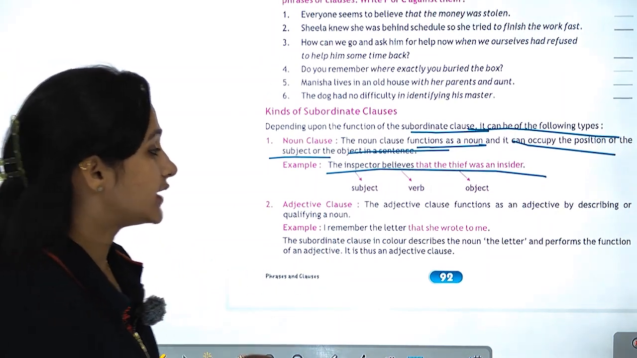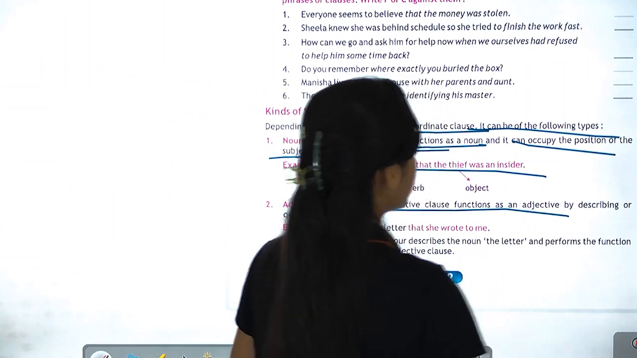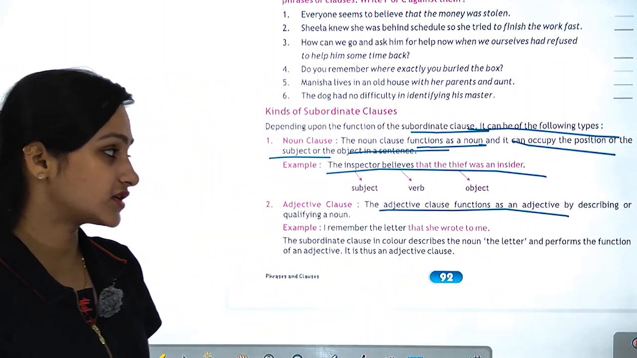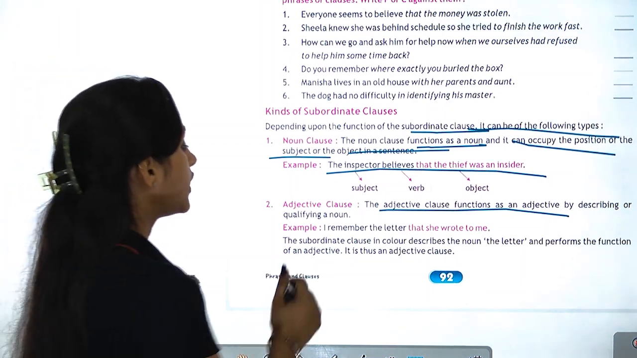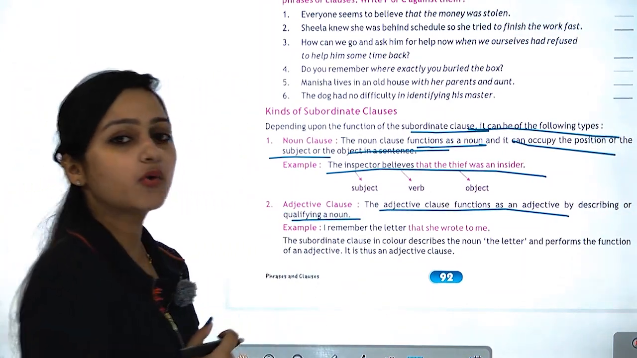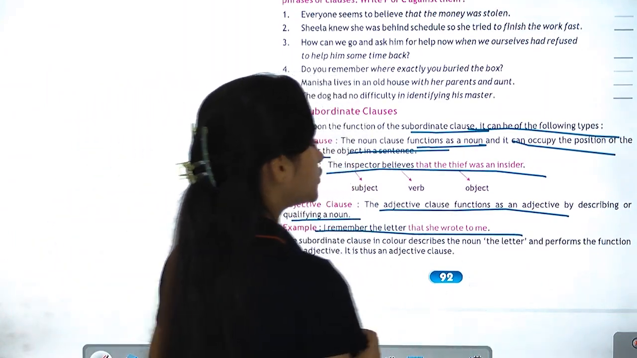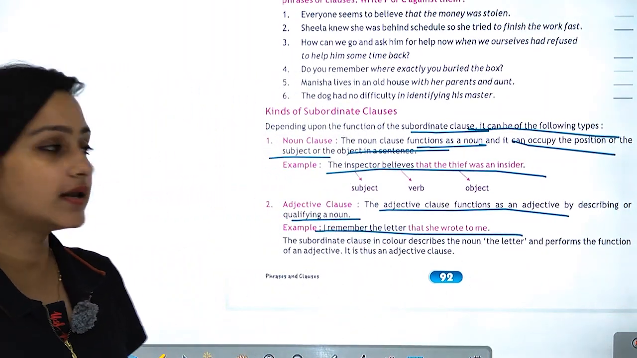Now adjective clause. The adjective clause functions as an adjective. ये किसकी तरह function करता है adjective clause? Adjective की तरह function करता है by describing or qualifying a noun. Describe करके और qualify करके noun को. Example, I remember the letter that she wrote to me. मेरे को वो letter याद है जो उसने मेरे लिए लिखा था.